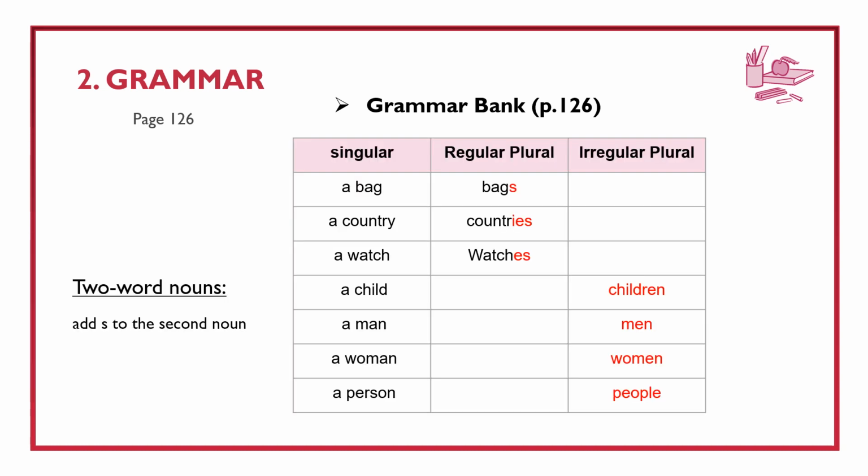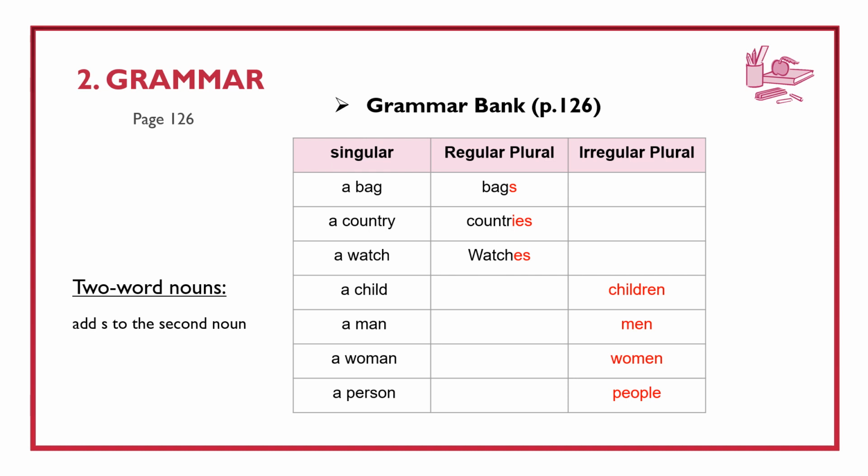Now, if we simply add s to a word to make it plural, we say it's a regular plural. For example, a bag, bags, or a country, countries, or a watch, watches. But please be careful. A word like country or dictionary, where we have a consonant plus y at the end, change in spelling. So when you add s to country, y changes to ies.